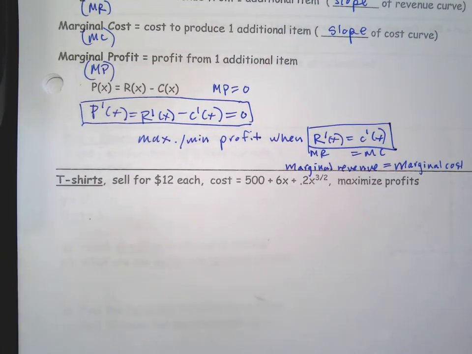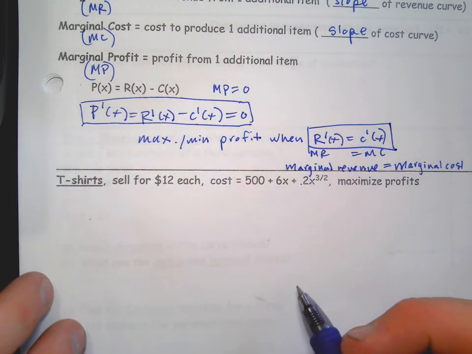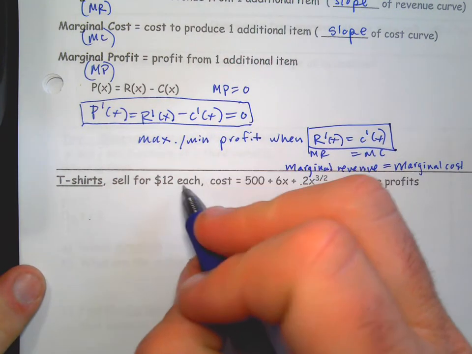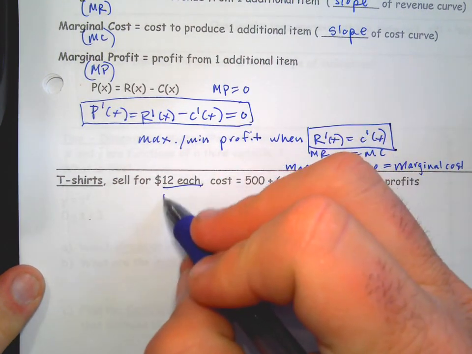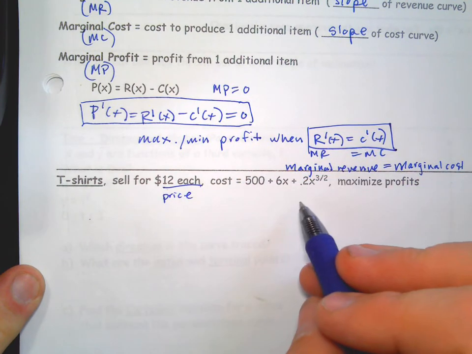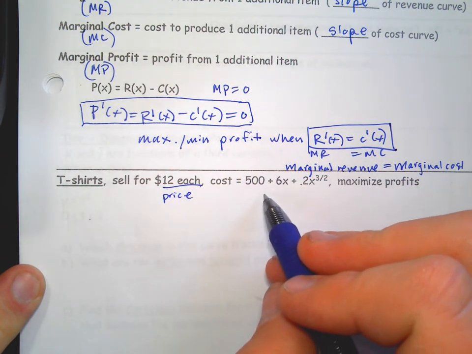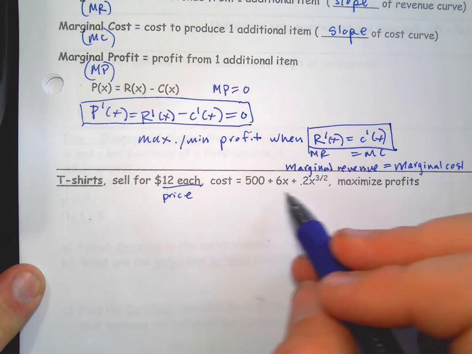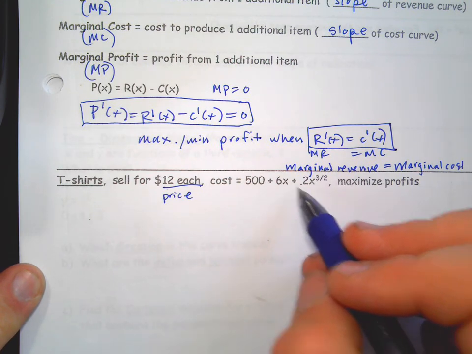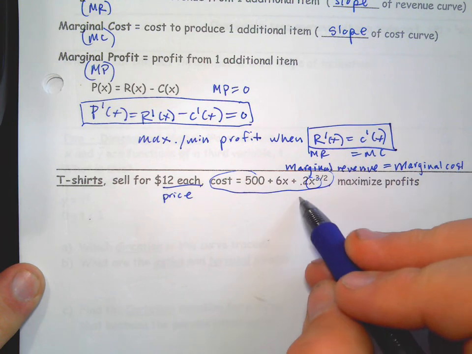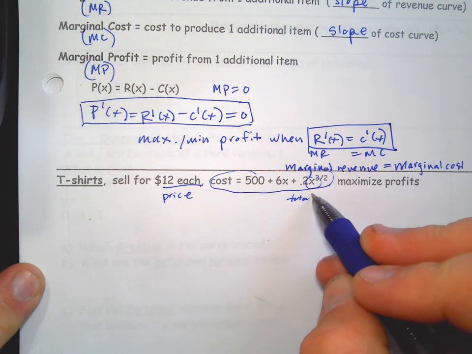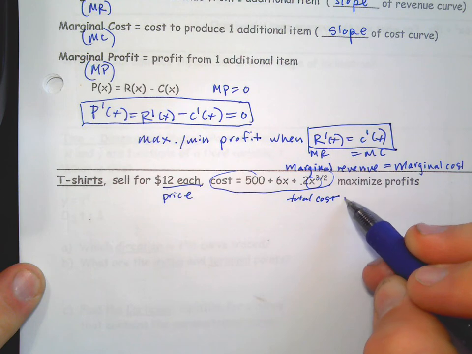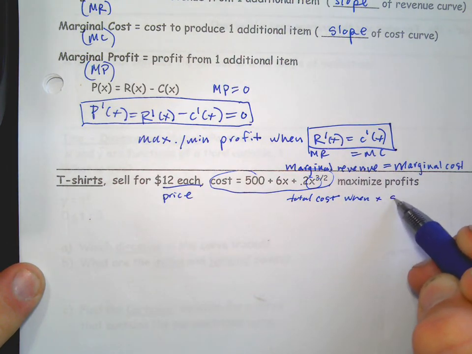we could just use EVT, and that's really the approach I'm going to take. I don't really want to memorize new things if I can just use the same technique. So here's an example. We're going to do a few examples. T-shirts sell for $12 each. That's the price per shirt. And then this is the cost of all of the shirts when you produce x. This is total cost when x shirts are made.